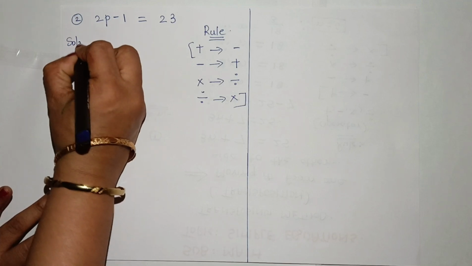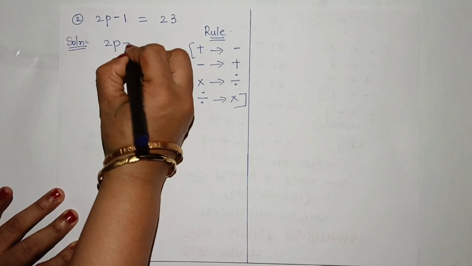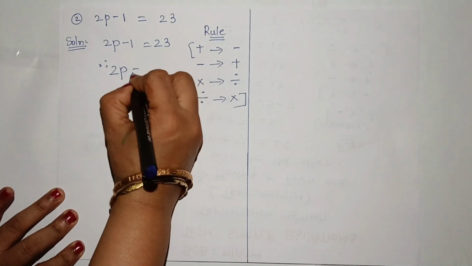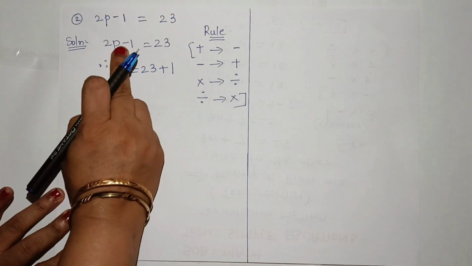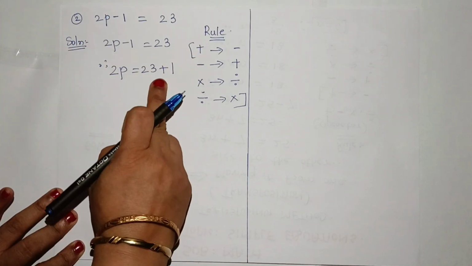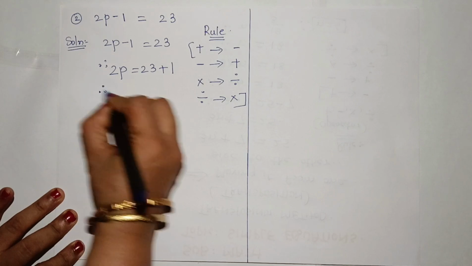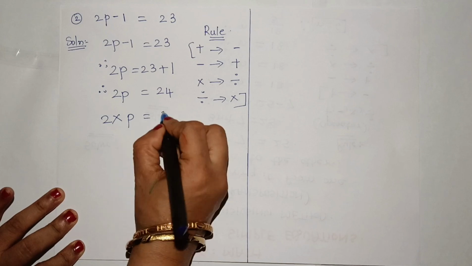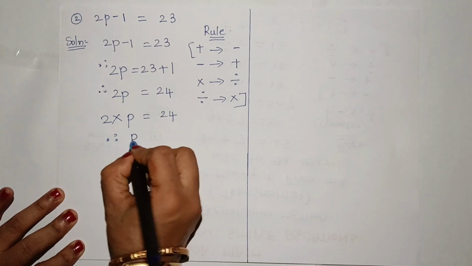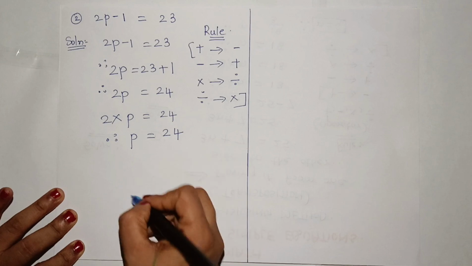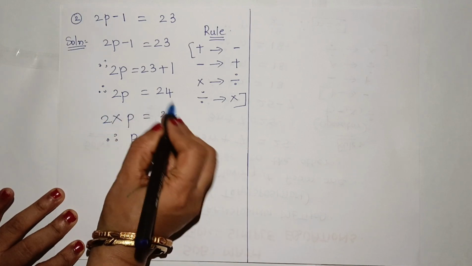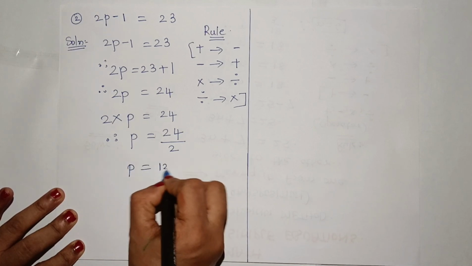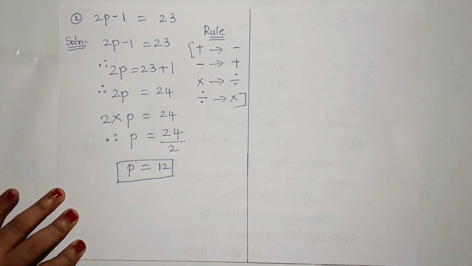Now the solution. First write the given equation equals 23. First find the value of 2p, that is 23 plus 1. Minus 1, when you shift to RHS, becomes plus 1. Now 2p equals 24. 2p means 2 times p. Therefore p, after p whatever number is there, write that 2. When you shift multiply to that side, it becomes what? Divide. Therefore p is equal to what? 12. This is your final answer.